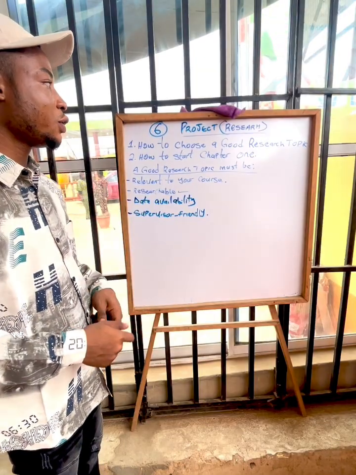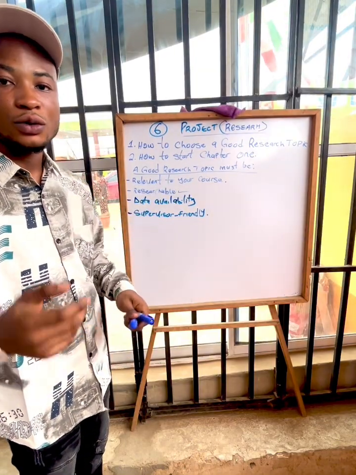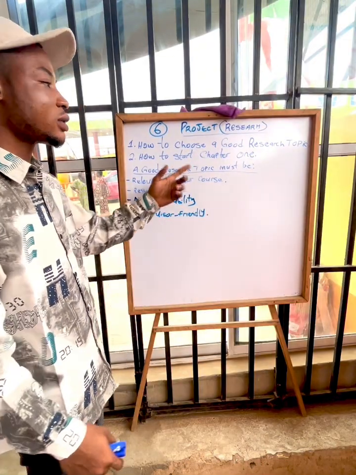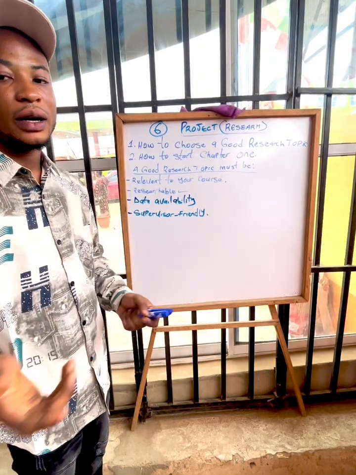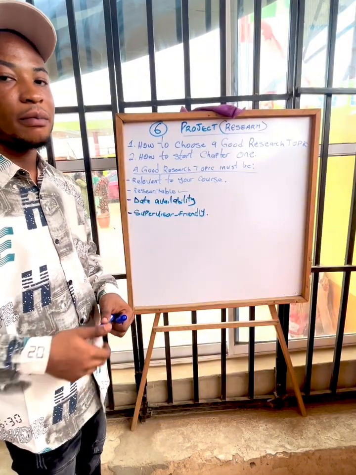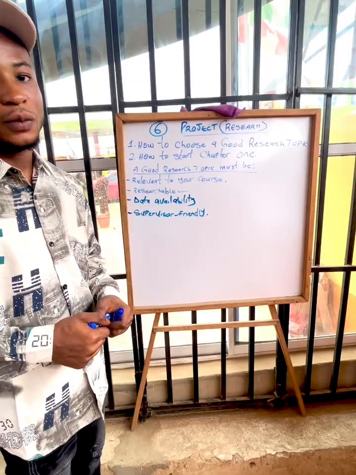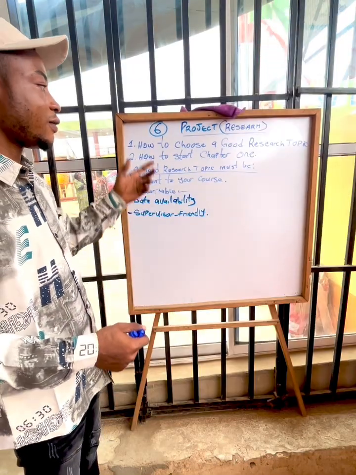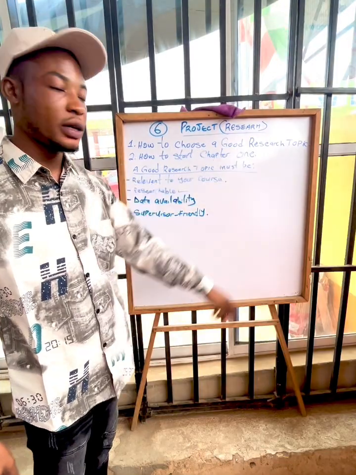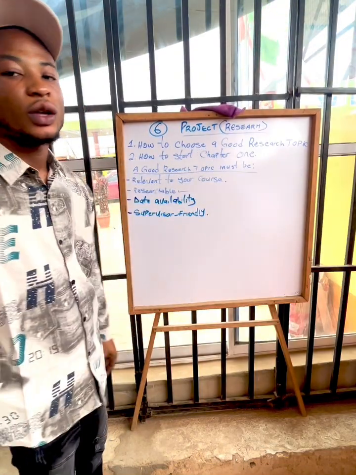And in this video, we're going to be talking about how to write a good research, how to choose a good research topic, and how to start chapter 1. If you are a final year student and you're currently writing your project or you're about to embark on one, you are going to need this video. So we have the outline, just like I've listed the other time. I have here how to choose a good research topic and also how to start your chapter 1.